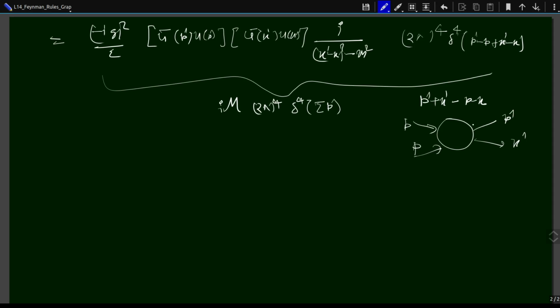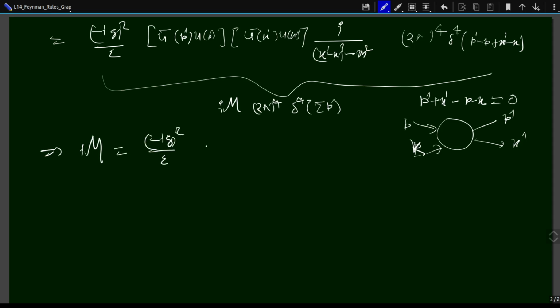What I'll have is p plus k minus p prime minus k prime, which is equal to 0. The delta function will set it to 0. So this is the overall delta function that we will have. The rest of the things is the i times the matrix element. So this just gives me i times the matrix element, which is given by minus ig whole square by 2.